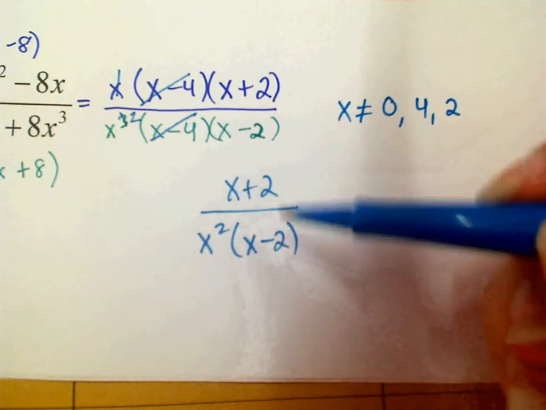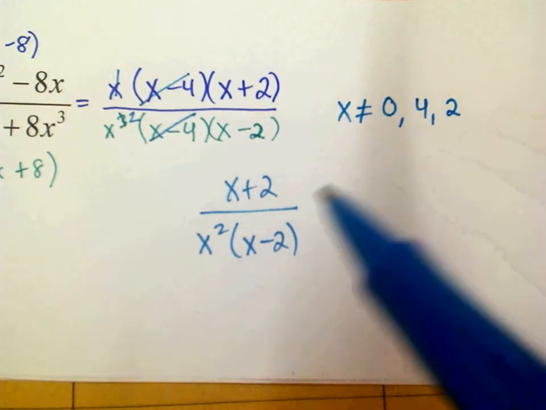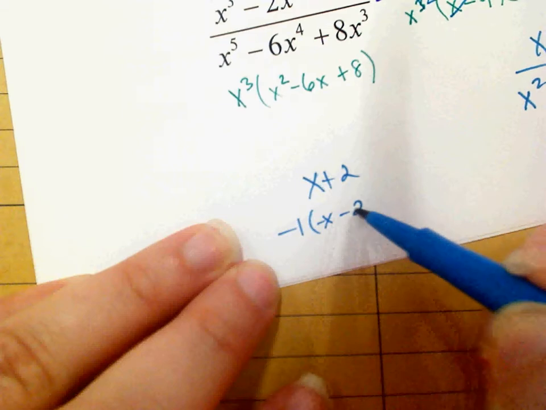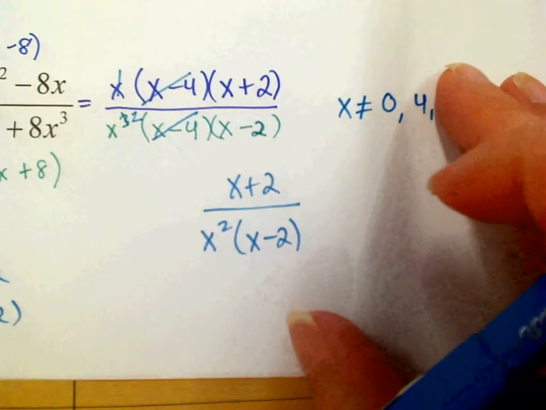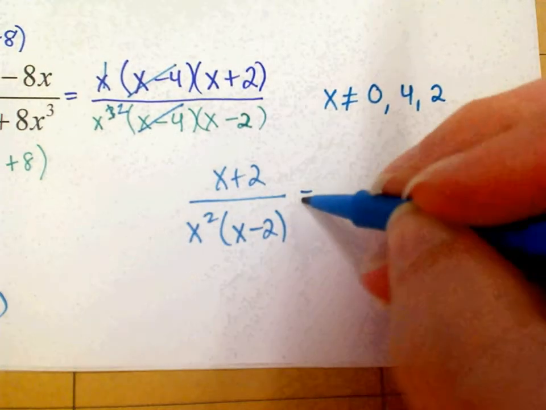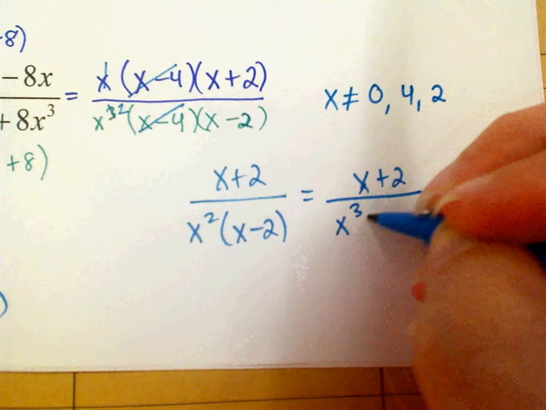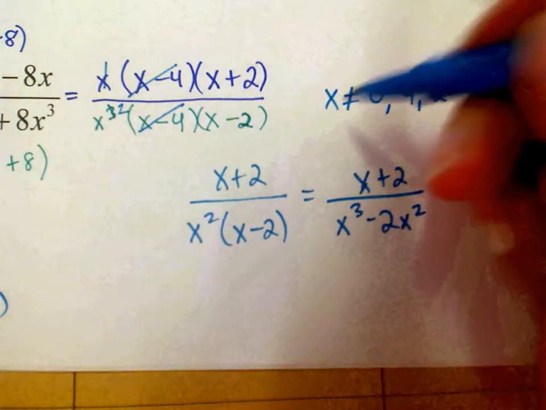So even if I factor a negative out of this, so if I did x plus 2 and I factored out a negative, I would be left with negative x minus 2, which is not the same thing. So I can't cancel those out. So I will go ahead and multiply that and say x plus 2 over x cubed minus 2x squared with the excluded values of this.